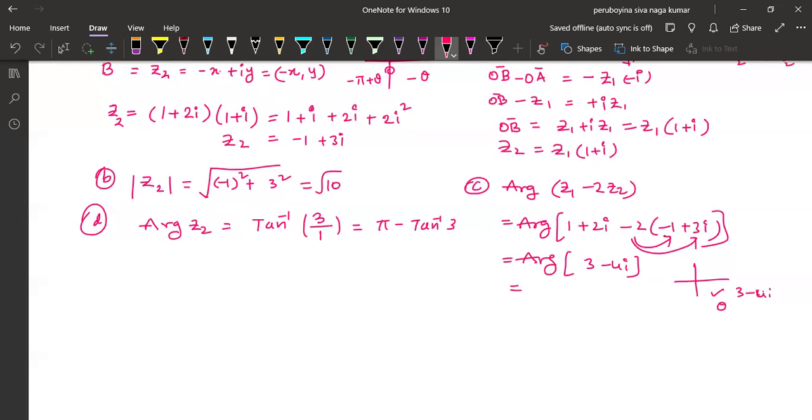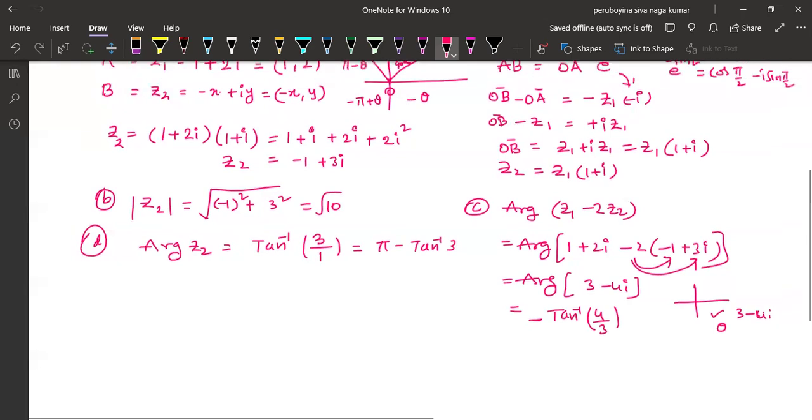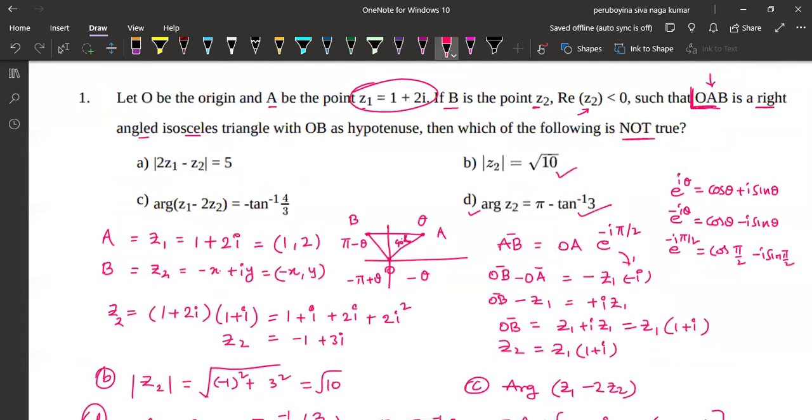In the fourth quadrant, we will answer the argument as minus theta. So minus tan inverse of imaginary part by real part. While calculating this tan inverse, don't take the signs, only take the numbers 4 and 3. So this minus before tan inverse, we decide according to the quadrant. So I got minus tan inverse of 4 by 3. Of course, it is also given the same. So three options we validated. And so, of course, the fourth option is the incorrect option. So what he is asking, not true, that will be the answer to this question. Of course, you understood that.